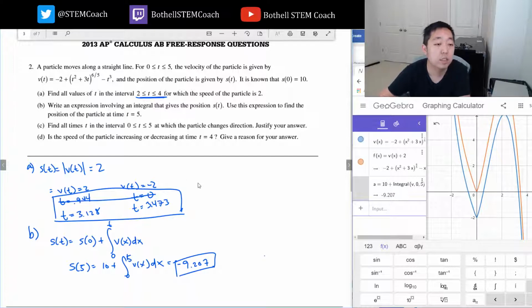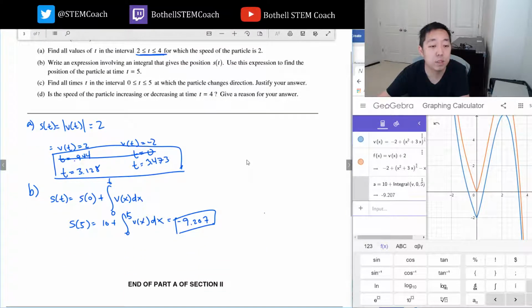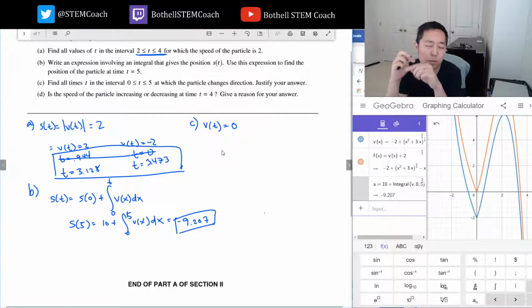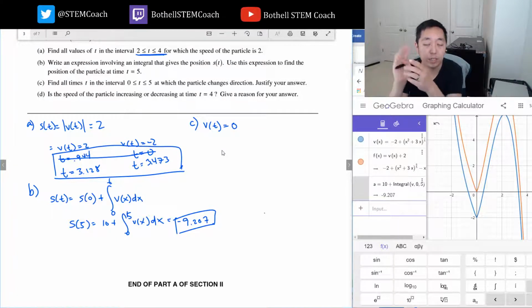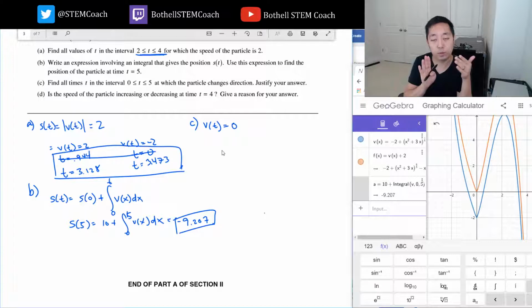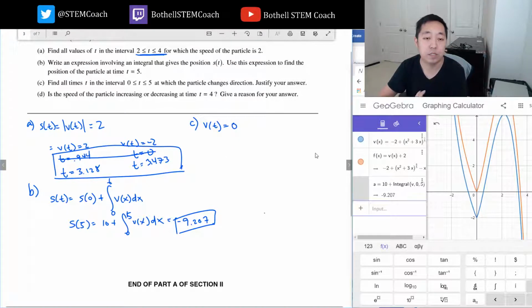C, find all times t in the interval at which the particle changes direction. The particle changes direction anytime the velocity changes sign. So the velocity goes from positive to negative or negative to positive. So I want to know when v of t is equal to 0, because for it to change signs between positive and negative, it has to pass through 0.